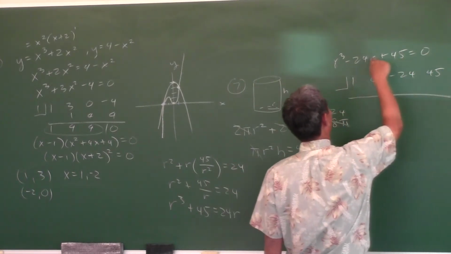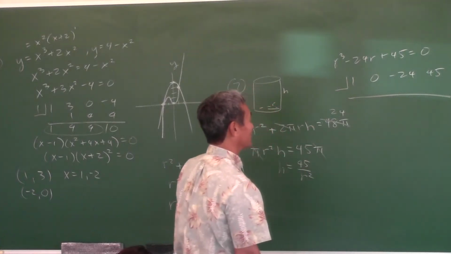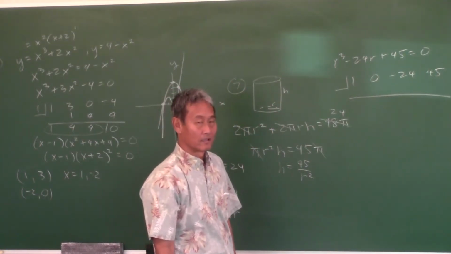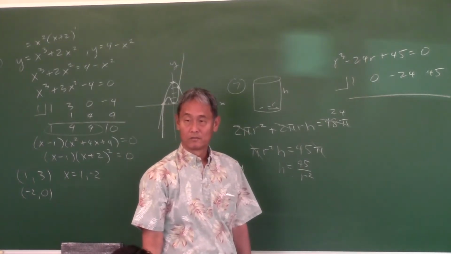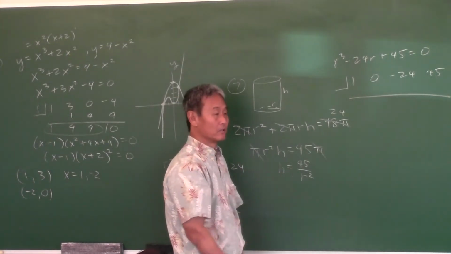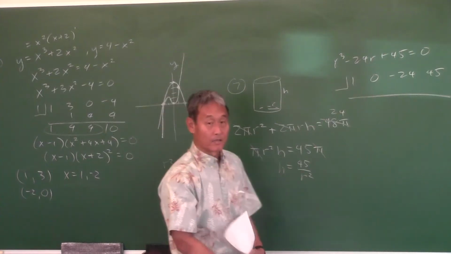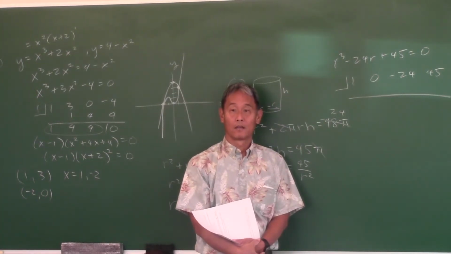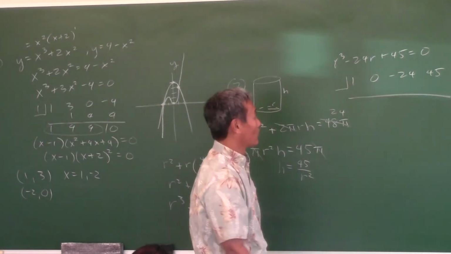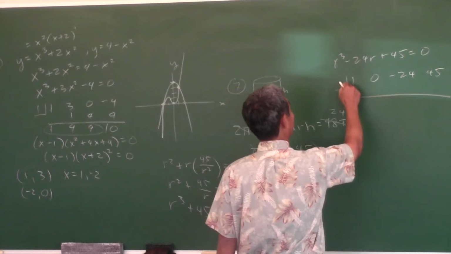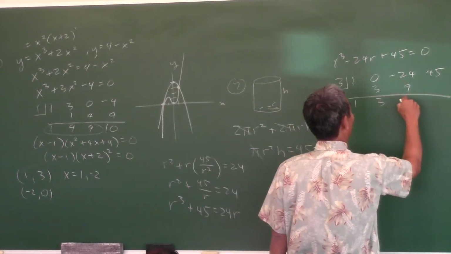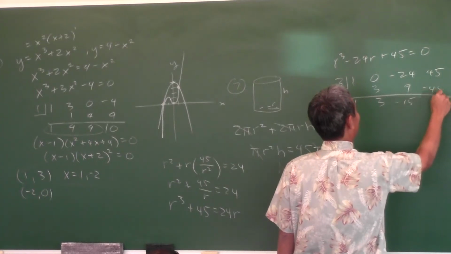Okay, so factors of 45 over factors of 1. 1 doesn't work, so what should I try next? 2. Try 2. Well, I don't know, you guys, this is dirt. Here's period 3. So what should I try next? 3. Okay, let's try 3. 1, 3, 3, 9, negative 15.